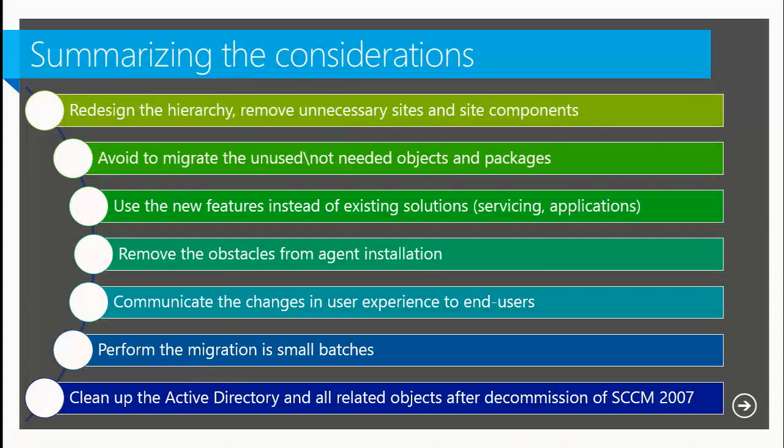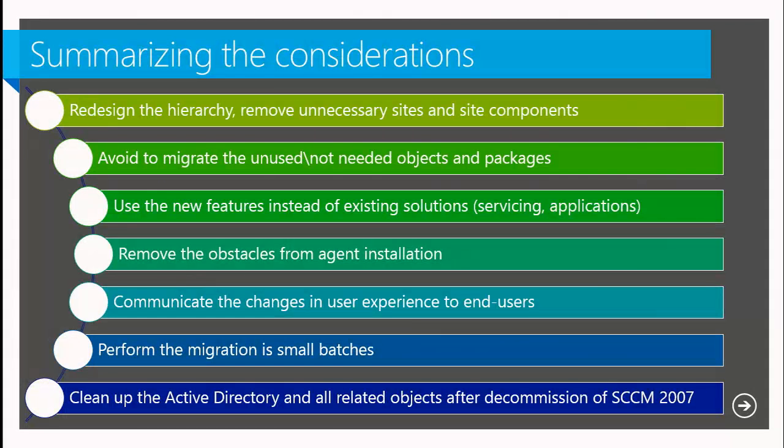Let's summarize the considerations in a very few sentences. First of all, when you are starting the migration to SCCM 2012, you have to redesign the hierarchy. You have to remove the unnecessary sites and site components, and you have to install only the required site components in SCCM 2012. In most cases, you can use one primary site and several distribution points in the new environment. In some cases, maybe some more sites or site servers are required, but in more than 90% of installations, only these two components are enough in the new environment.